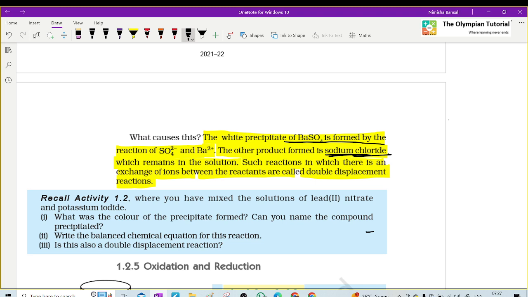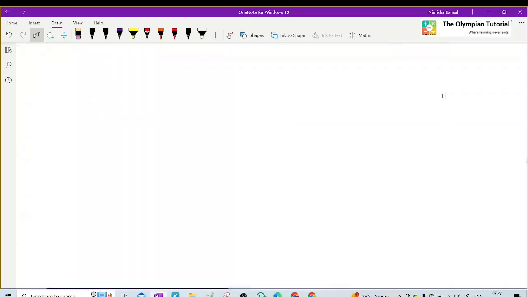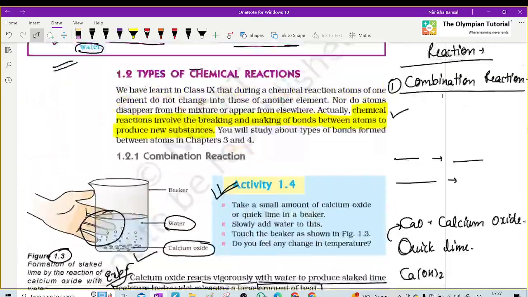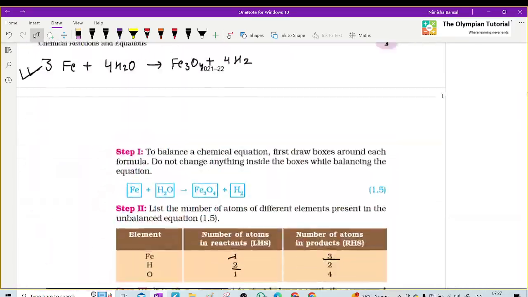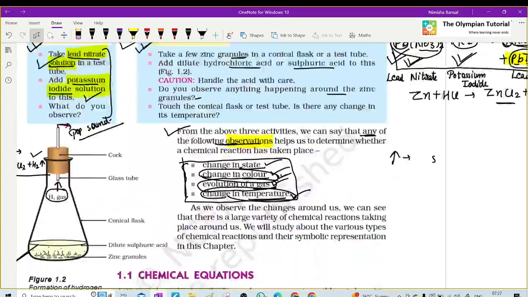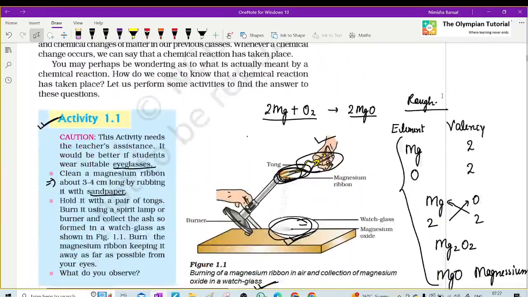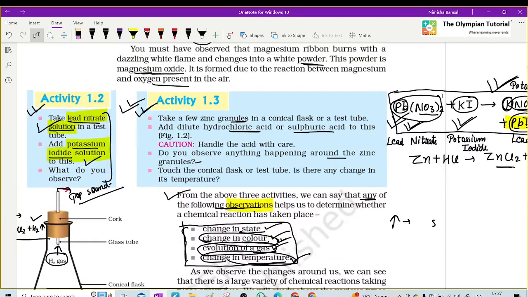Done, Thanya? Yes, ma'am. Okay, now in the next example, what they are saying is, recall activity 1.2. Firstly, we will go to activity 1.2. This is 1.3, this is this one. Thanya, read this activity. Activity 1.2: Take lead nitrate solution in a test tube. Add potassium iodide solution to this. What do you observe?